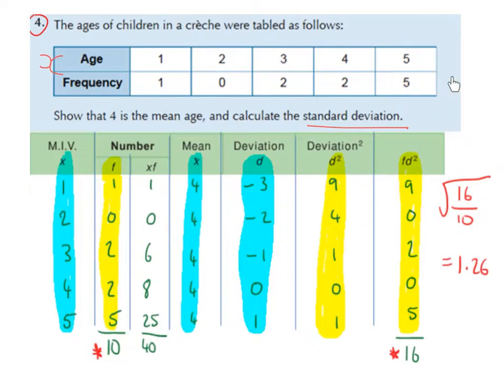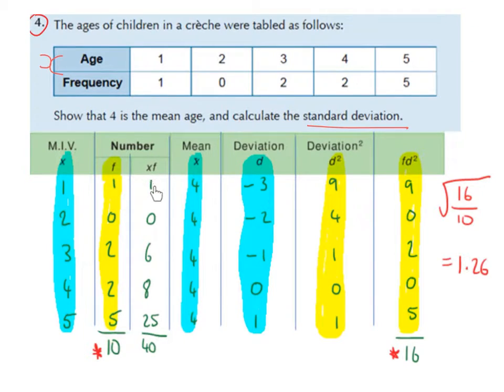Then our frequency row is going to go underneath, F, which stands for frequency. So we've got 1, 0, 2, 2, 5. We need to add up the frequencies. We add them up and we get 10. Next, we're going to work out x multiplied by f. So we're going to multiply our x values by our f values.